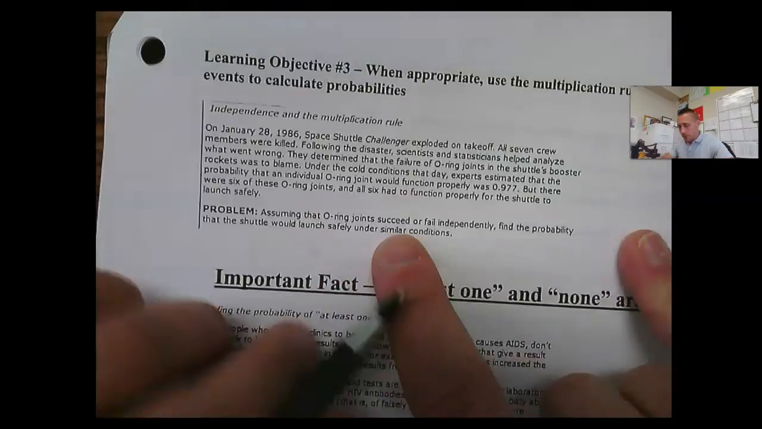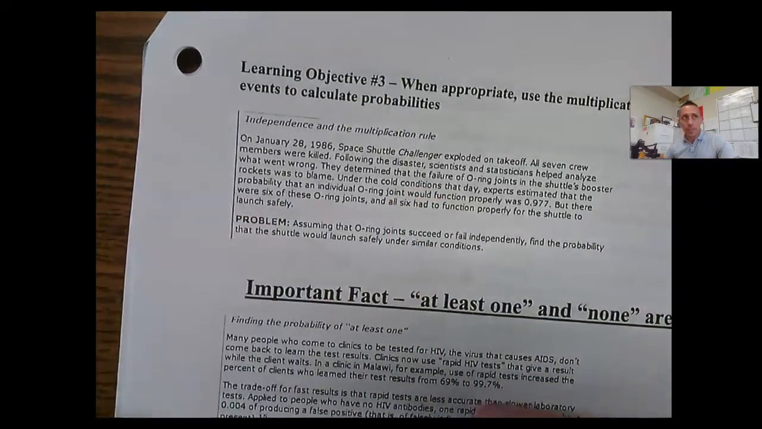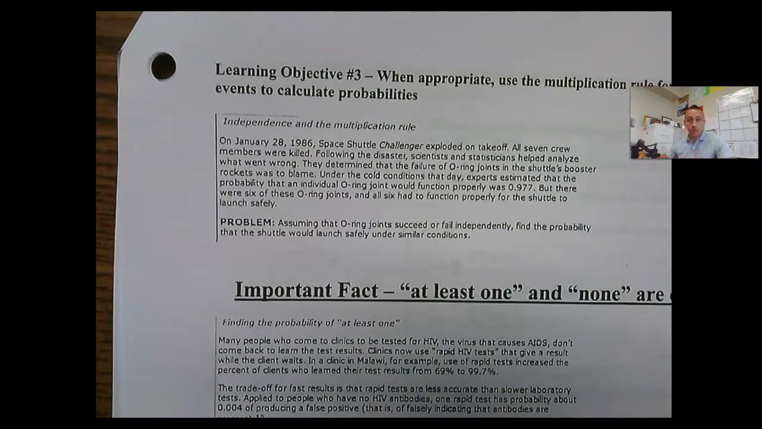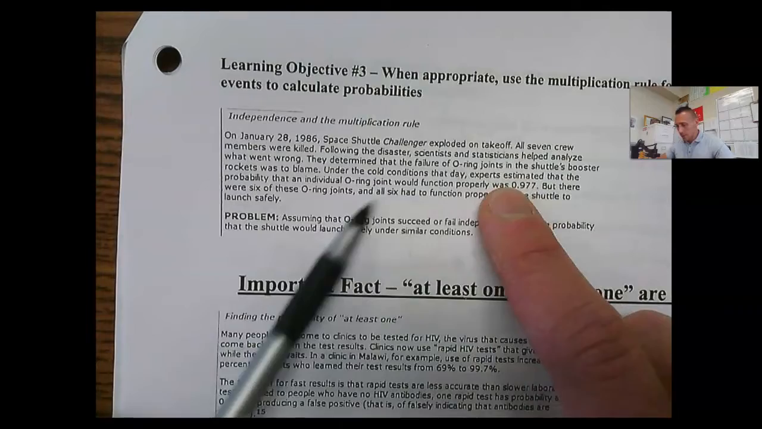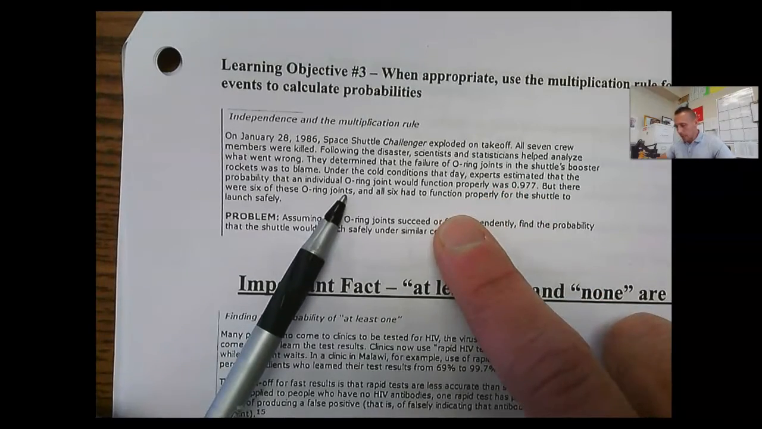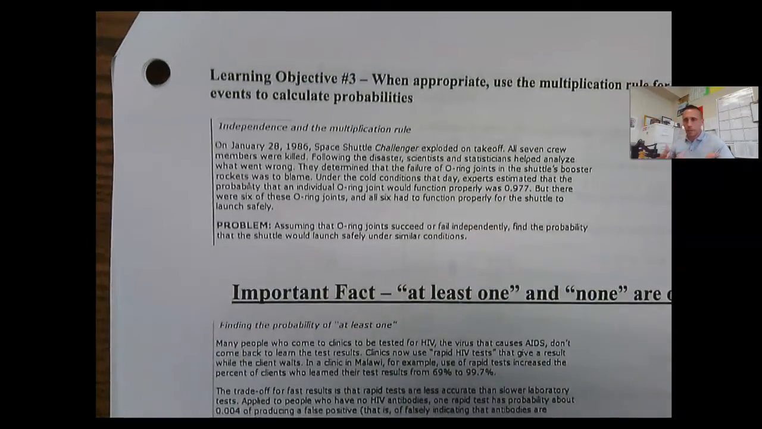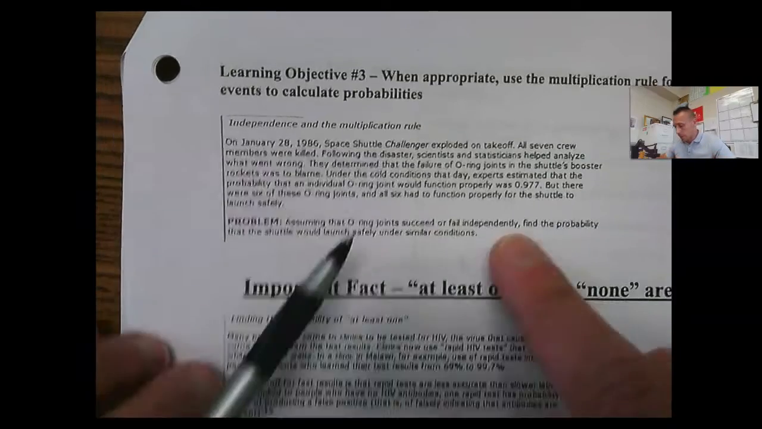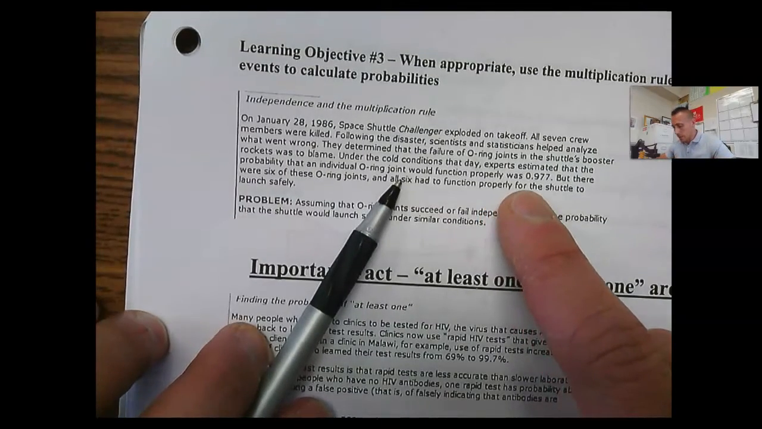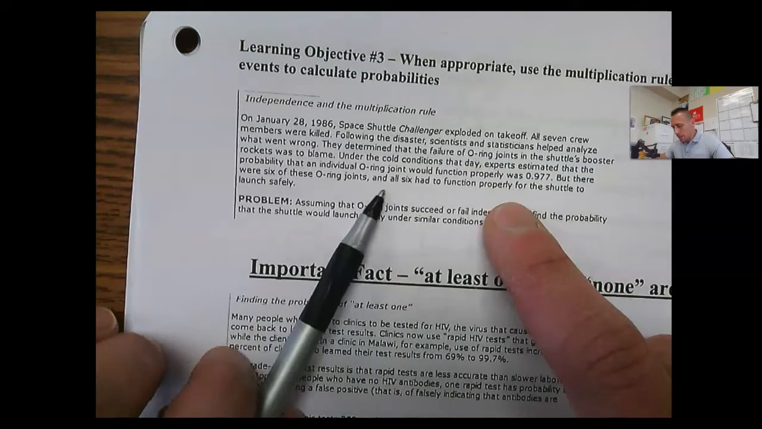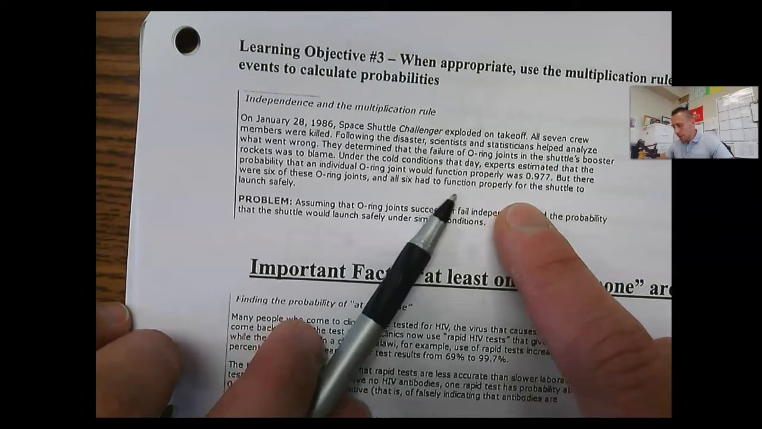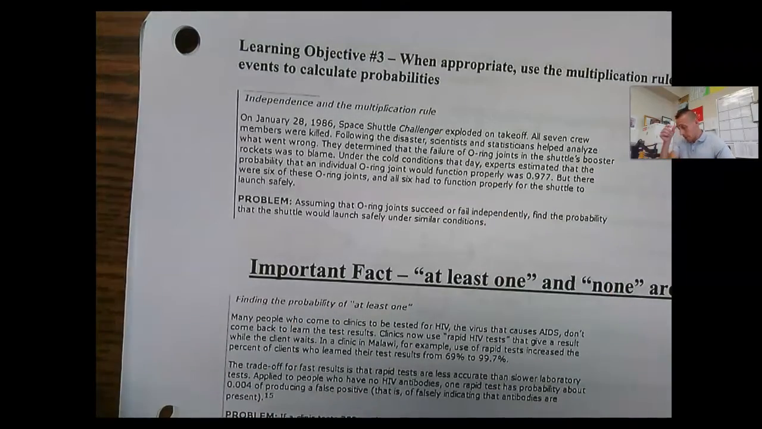So all of you are probably too young to know about this, but in 1986, the space shuttle Challenger exploded on takeoff and killed all the crew members. So they went through and analyzed why this happened. And they determined that they have these O-ring joints, that there's 6 of them, and if some of them fail, it affects the safety of the launch. So essentially, they found the probability that one of these joints would function properly is 0.977. And all 6 had to function properly for the shuttle to launch safely.